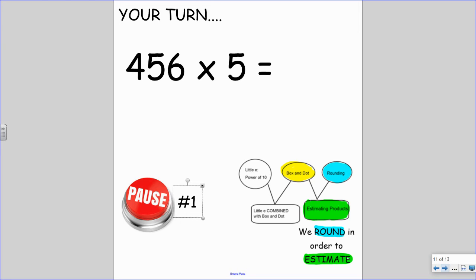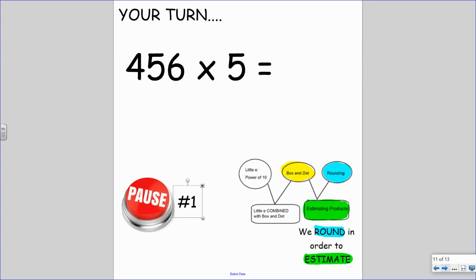And you are going to then round each factor if you need to round it. And then when you're done and you think you know about what the answer would be, hit play and I'll talk you through the steps and we'll see how you did. So go ahead and pause the video, work through pause number 1.